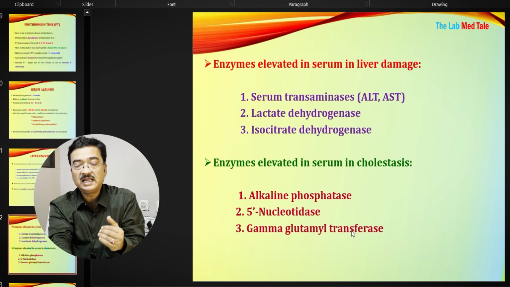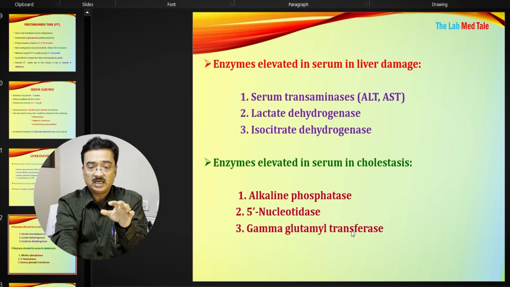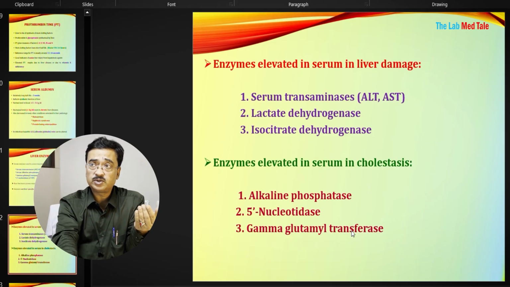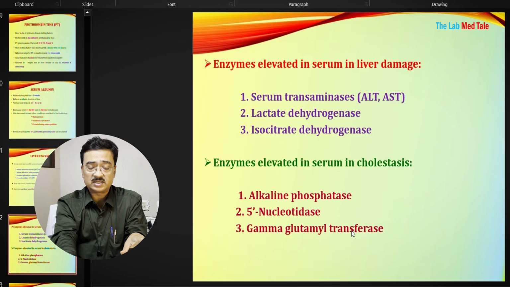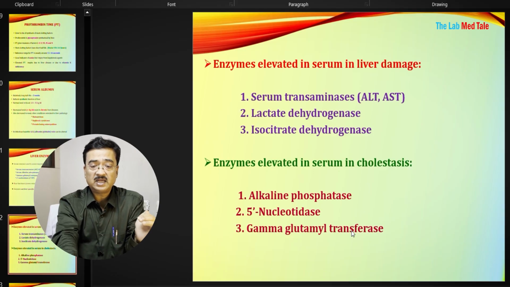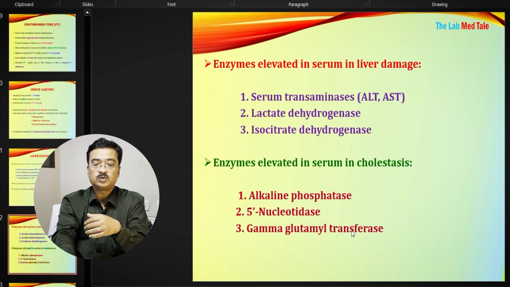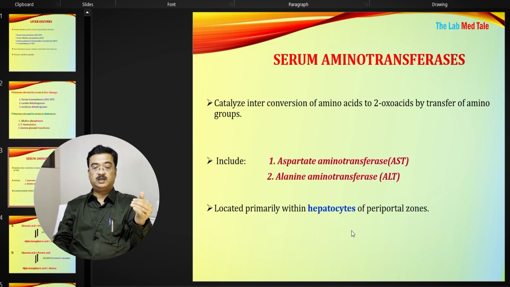When enzymes are elevated in liver damage, they are usually either ALT or AST. Sometimes LDH and isocitrate dehydrogenase are also elevated, but we usually depend on AST and ALT. Enzymes elevated in serum in cholestasis are alkaline phosphatase, 5'-nucleotidase, or GGT. They increase in cholestasis. So the aminotransferases are aspartate aminotransferase and alanine aminotransferase.